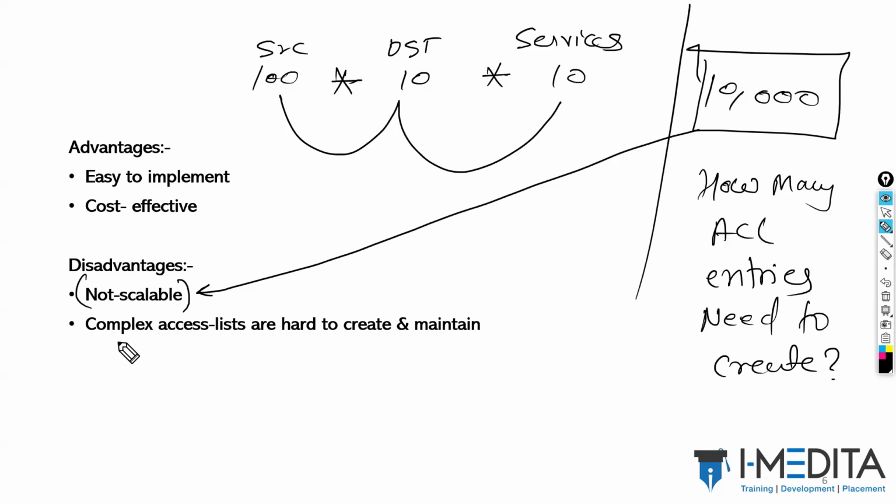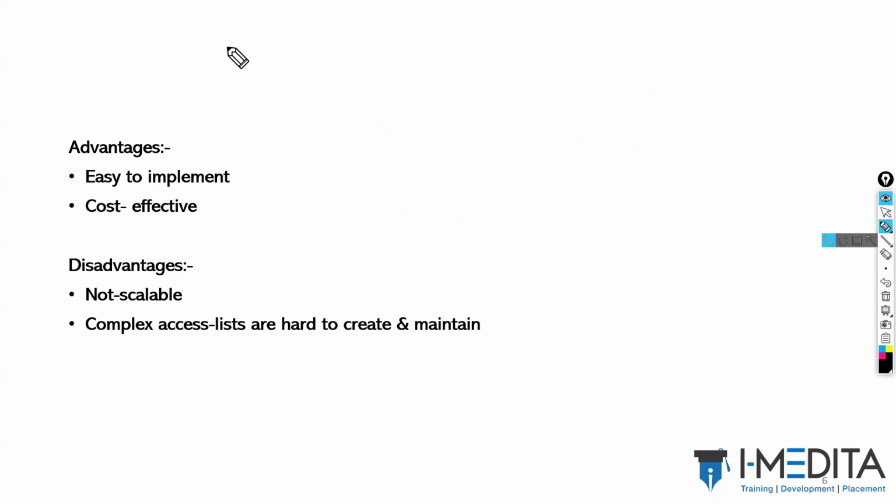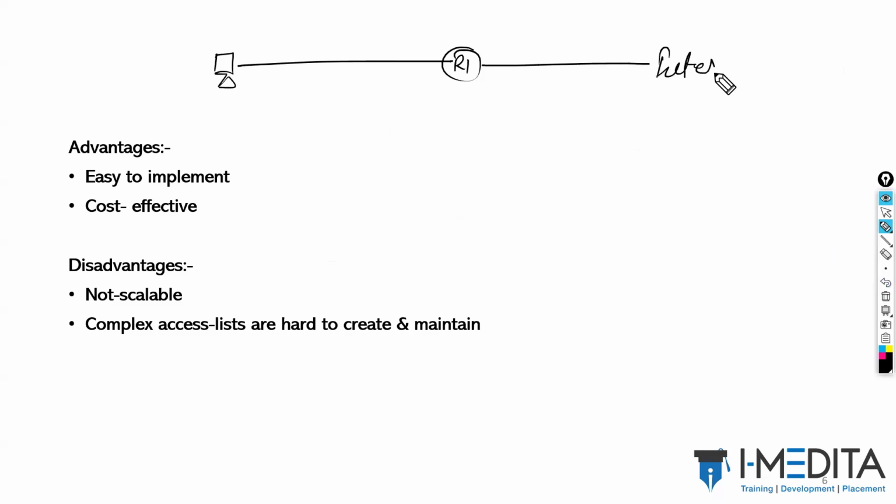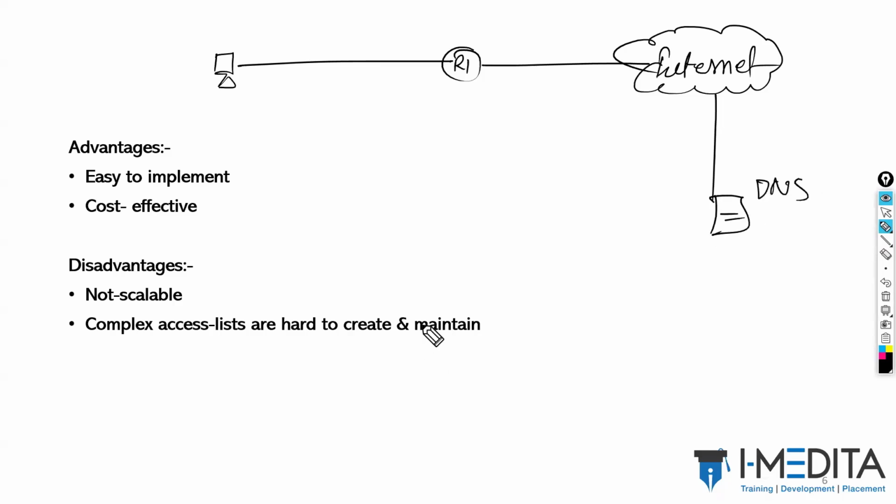ACLs. The next disadvantage is that complex access lists are hard to create and maintain. What is the meaning of this line? The meaning is this: if you have a PC connected with a router, the router is connected with the internet, and at the internet we have a server. The server belongs to DNS. Then what will we do? At the router we will create an ACL. In the ACL we will allow which port number? UDP port number 53.